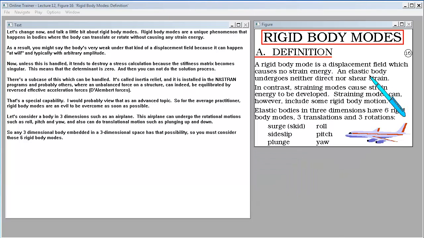Let's consider a body in 3 dimensions, such as an airplane. This airplane can undergo rotational motion, such as roll, pitch, and yaw, and also can do translational motion, such as plunging up and down. So any 3-dimensional body embedded in a 3-dimensional space has that possibility. So you must consider those 6 rigid body modes.